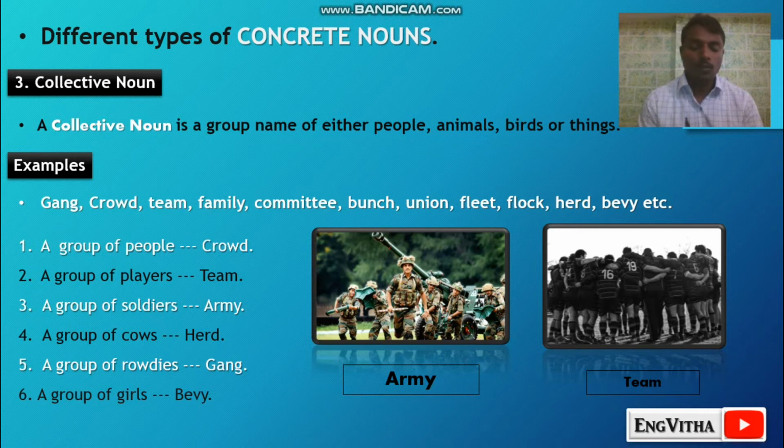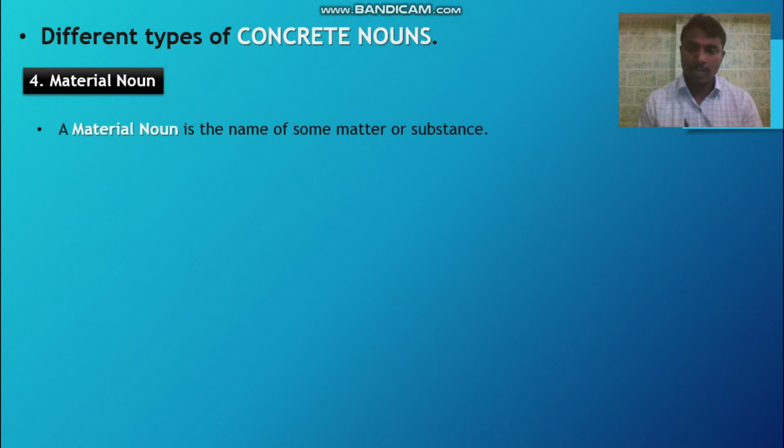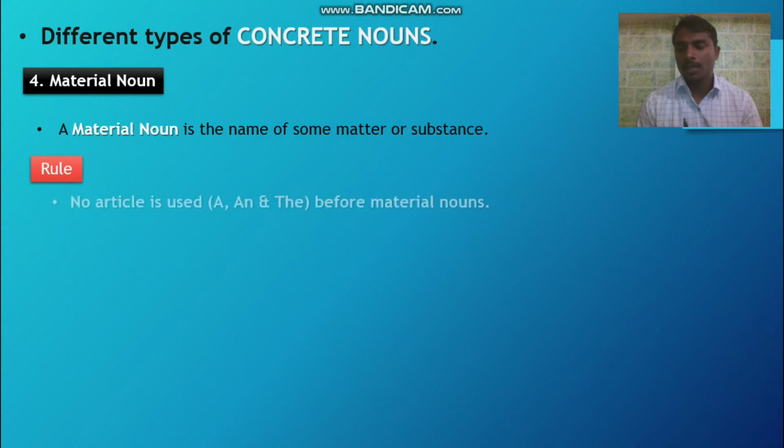So let us move to the fourth type in concrete nouns. The fourth type we have is material noun. So let us define what a material noun is. A material noun is the name of some matter or substance. Before discussing further about material nouns, we need to discuss a rule. That rule is that no article, a, an, or the, is used before material nouns. So let's see a few examples of material nouns.